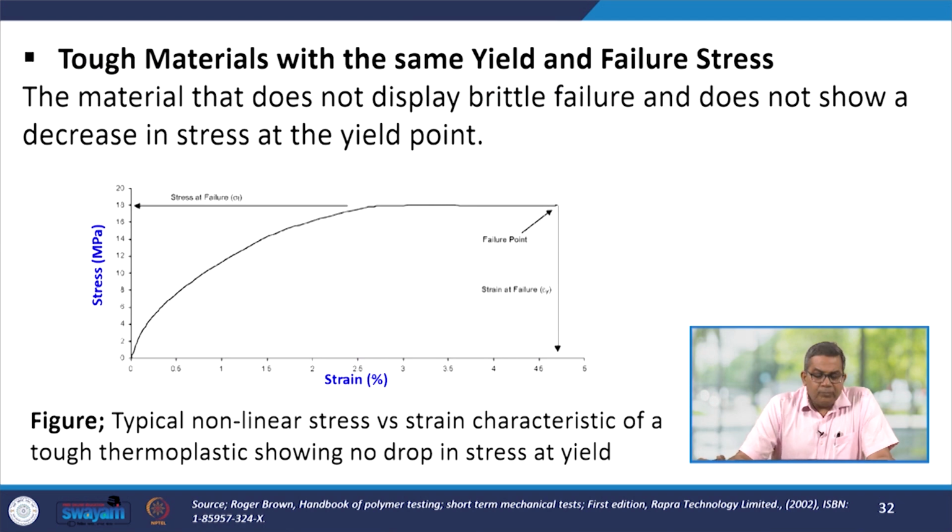Now, a tough material with the same yield and failure stress, a material that does not display brittle failure, does not show a decrease in the stress at the yield point. This is the figure showing the typical non-linear stress versus strain characteristics of a tough thermoplastic, showing no drop in stress at yield.